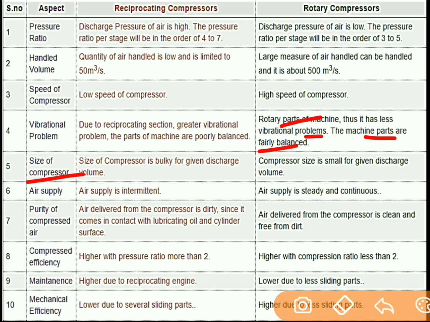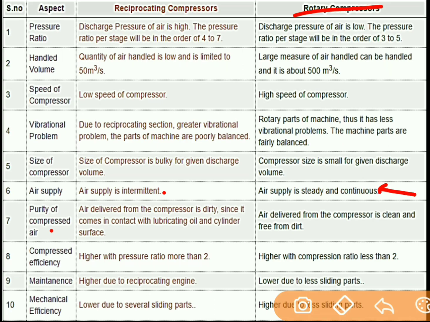Size of compressor. Size of compressor is very bulky for reciprocating compressor. Whereas for rotary compressor, the size is small for a given discharge volume. In reciprocating compressor, airflow is intermittent. Intermittent means what? It is not continuous. That is, air in the suction stroke will enter into the cylinder and in the delivery stroke it will go out of the cylinder. So in case of single acting reciprocating compressor, airflow is not continuous. Whereas in case of rotary compressor, airflow is continuous.